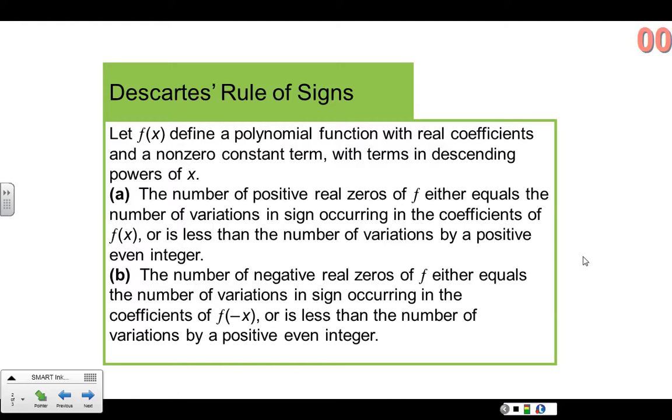The number of negative real zeros of the function either equals the number of variations in sign occurring in the coefficients of f of negative x, in other words, you're going to substitute negative x in for the variables, or is less than the number of variations by a positive even integer. Or is less by a positive even integer just means you can decrease that number by 2. Let's look at an example.